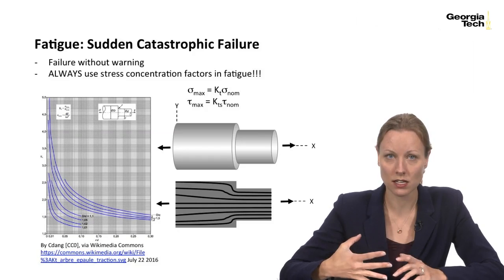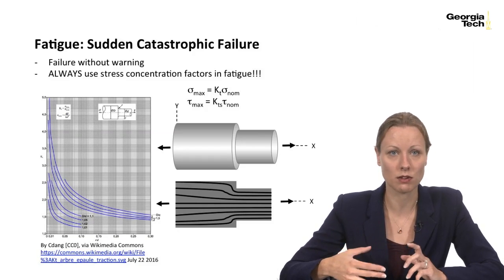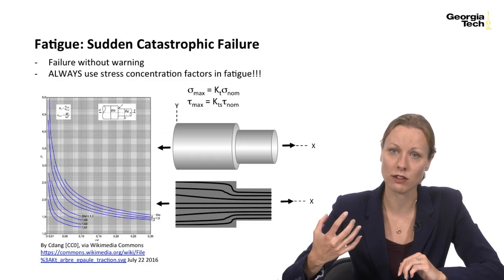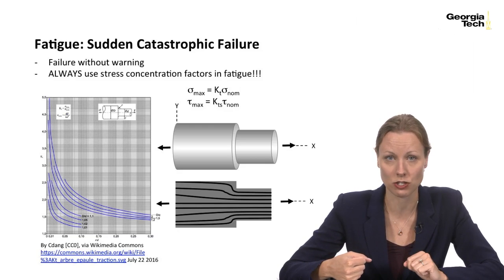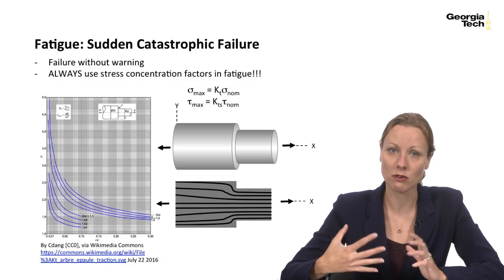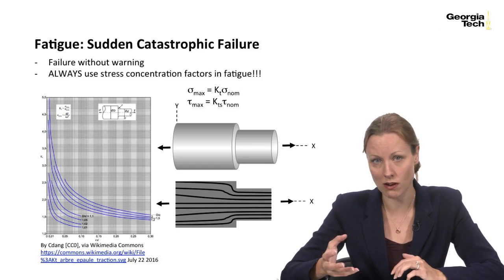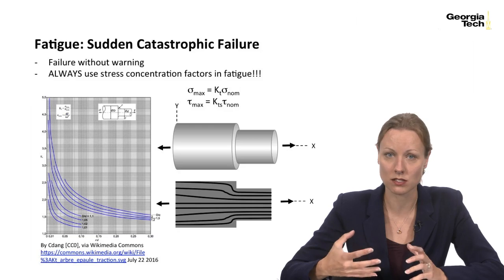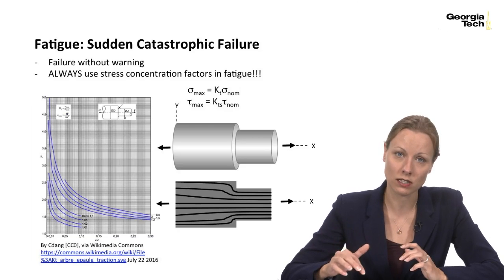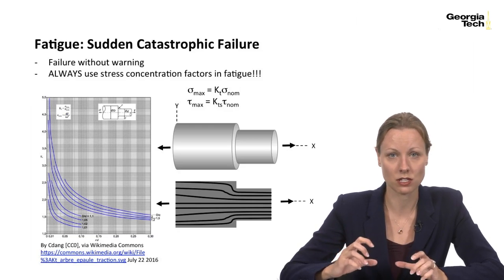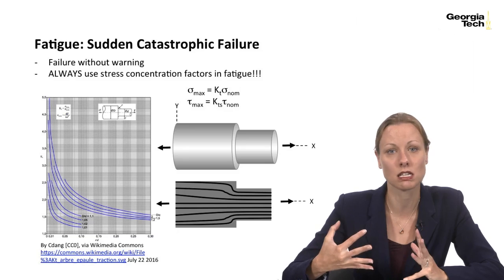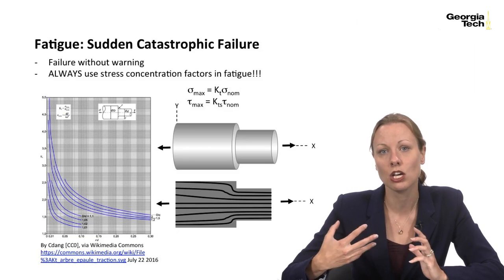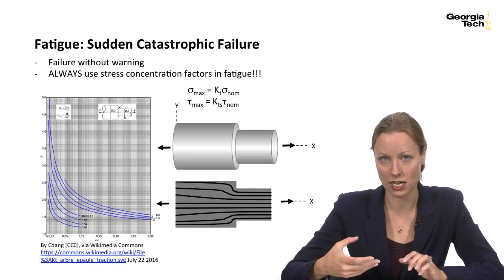So in fatigue, again, the failure is sudden and without warning, and it's critical whether your material is ductile or brittle to use a stress concentration factor. You'll remember that stress flows through an object, and at discontinuities such as fillets or changes in geometry, radiuses, holes, notches, key pathways, scratches, things like that, you get stress concentrating at that point.